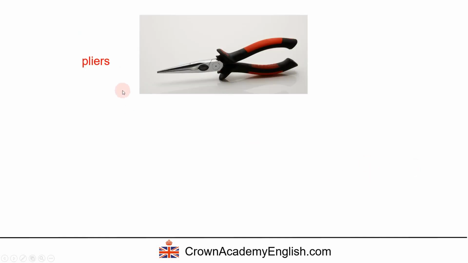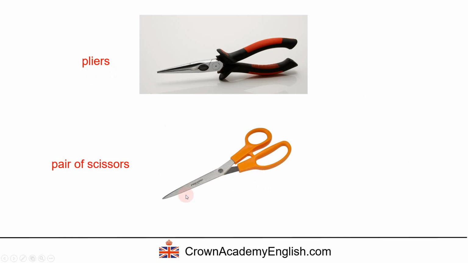And these are called pliers. Pliers. And this is a pair of scissors. A pair of scissors. We always say pair of. Even though there is only one object here, we say pair of scissors. Okay?